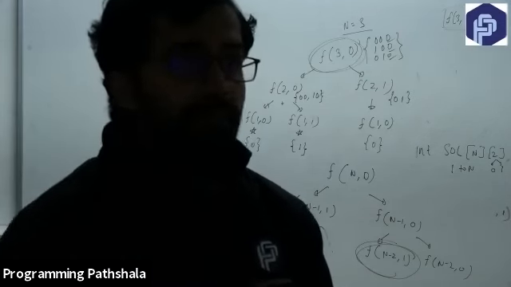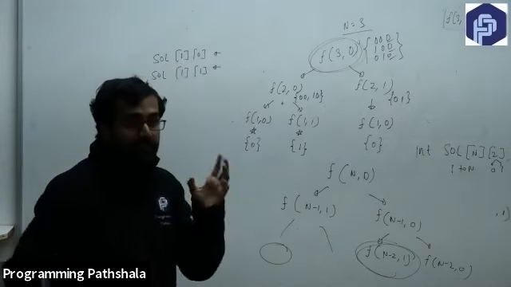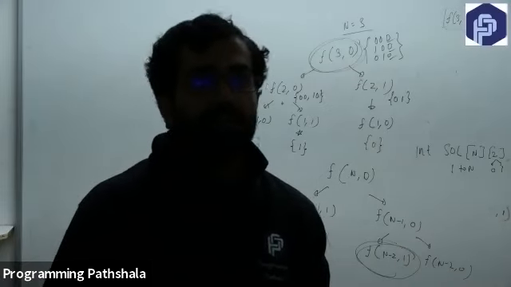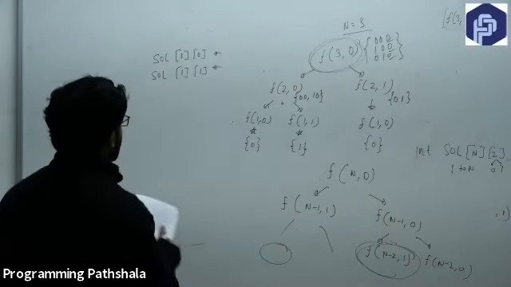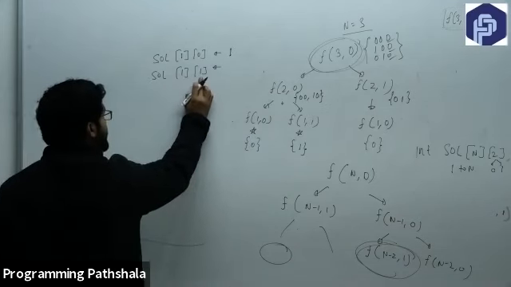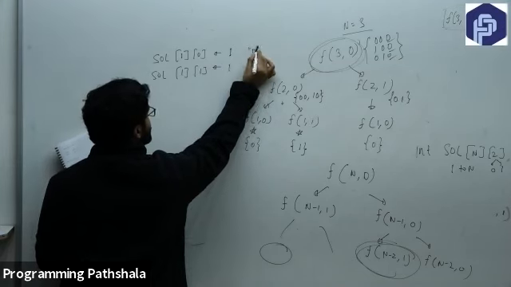They will be 1 each, because what is the definition of solution 1, 0? Solution 1, 0 is defined as how many bit strings of size 1 are there that end with 0? Just 1, which is 0 itself. How many bit strings of size 1 are there that end with 1? Just 1, which is 1 itself.